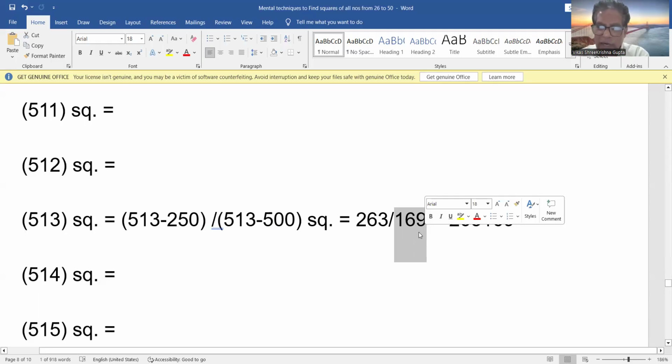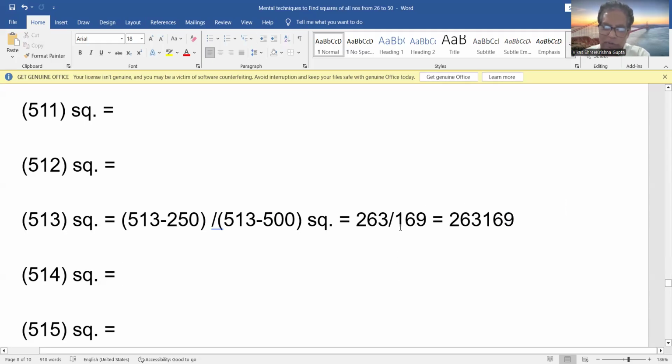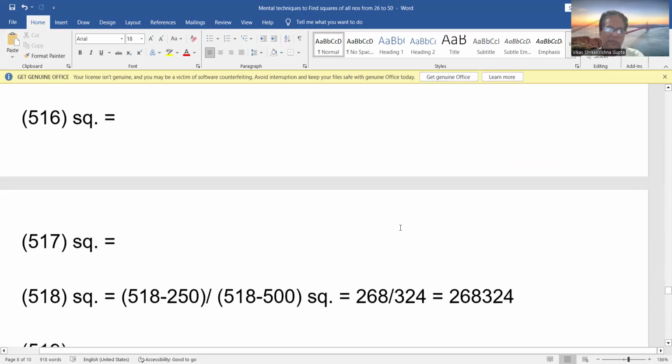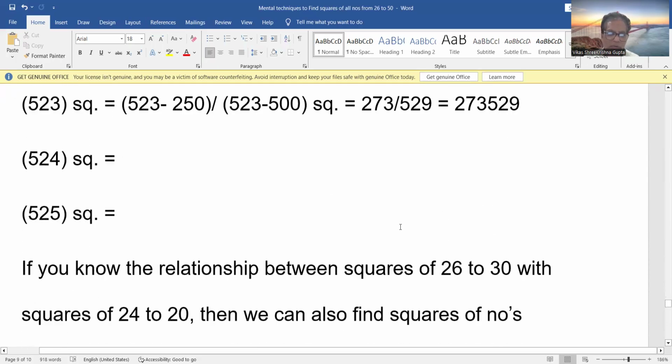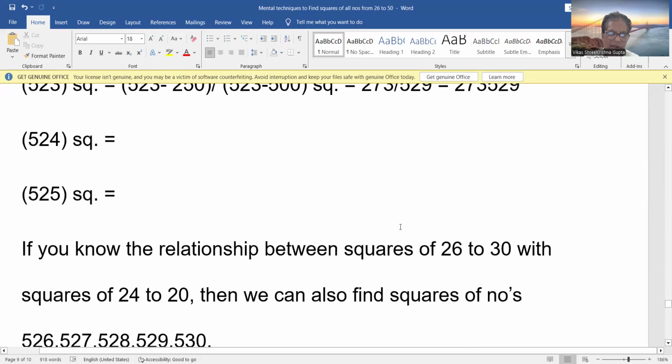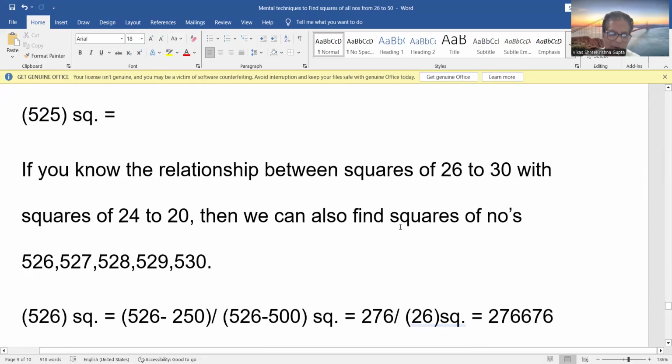No balancing is required because I'm getting the 3-digit number and I require only a 3-digit number. So I'm getting the same number which I require, 3-digit number. No balancing required, no 0. So in the same way, you can discuss all the numbers. I have shown up to 525, right? Up to 525.